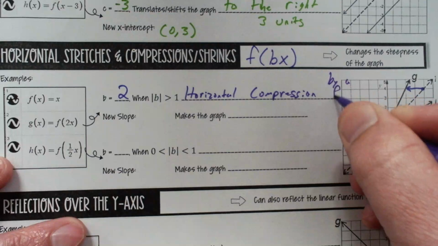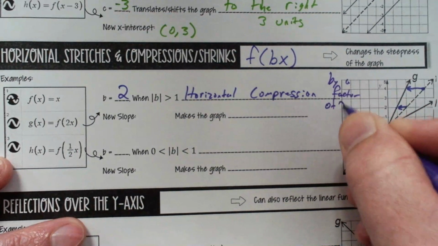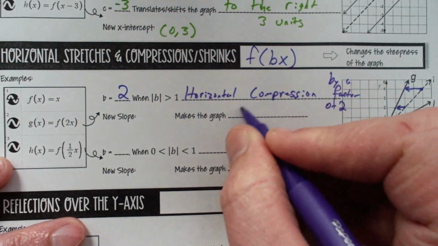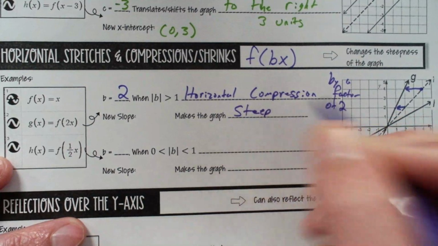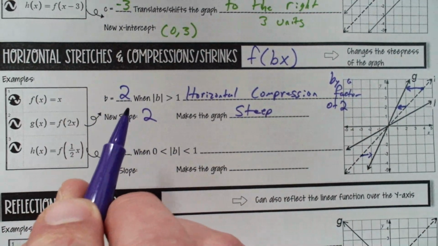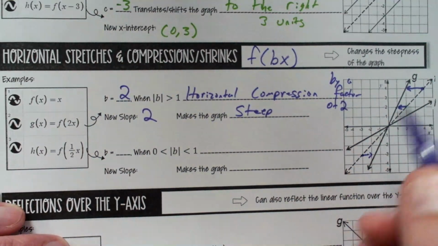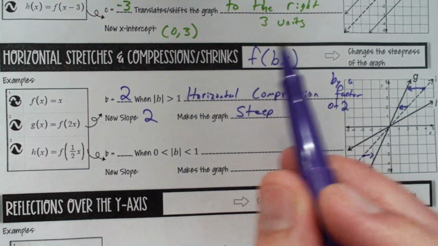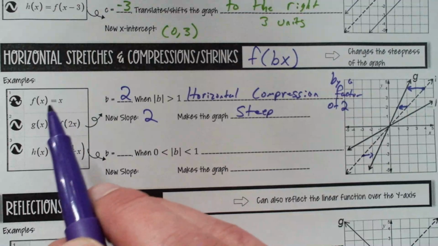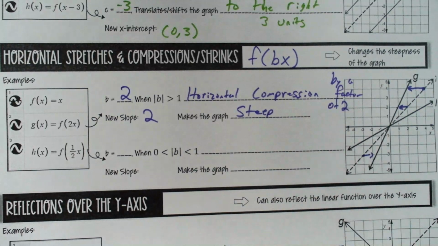by a factor of 2. And it makes the graph steeper. So it does affect our slope. It does match our slope, similar to vertical stretches. But I'll show you in the lesson how we're going to use something other than f of x in order to show what this horizontal compression looks like.